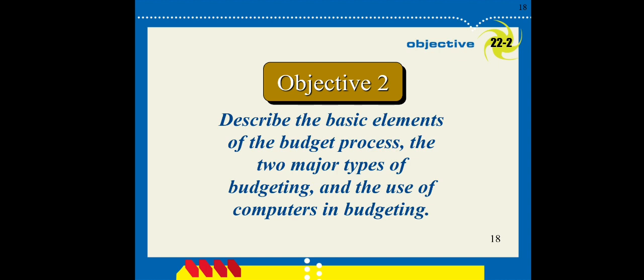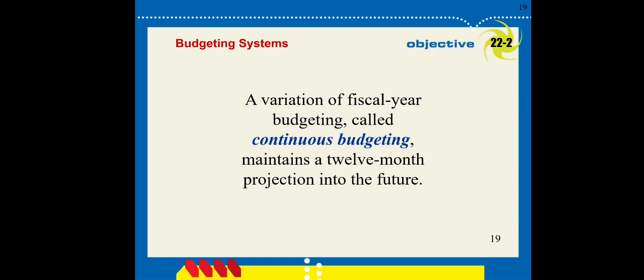Okay, let's see this slide. See this objective: to describe the basic elements of the budget process, the two major types of budgeting, and the use of computers in budgeting. Okay, so let's see. This is the first thing that you have to know. Budgeting systems. There are two budgeting systems, I think, according to these lecture notes.